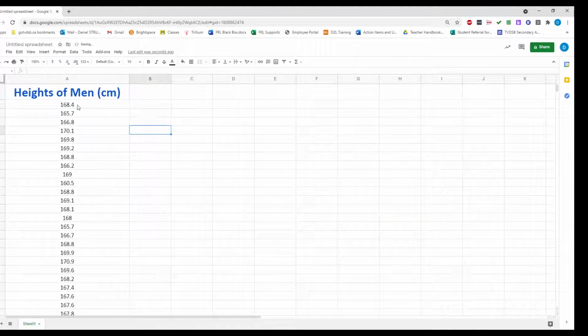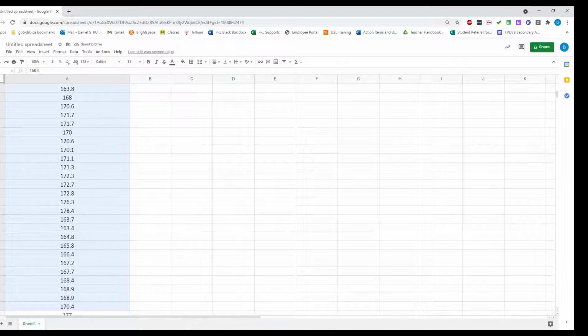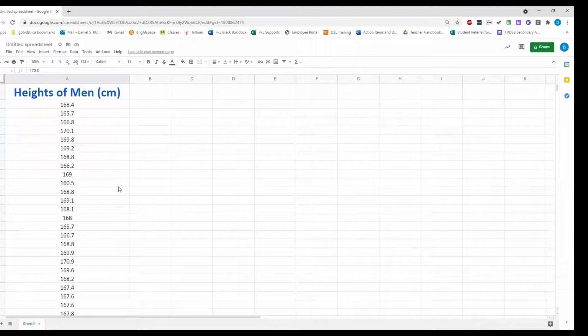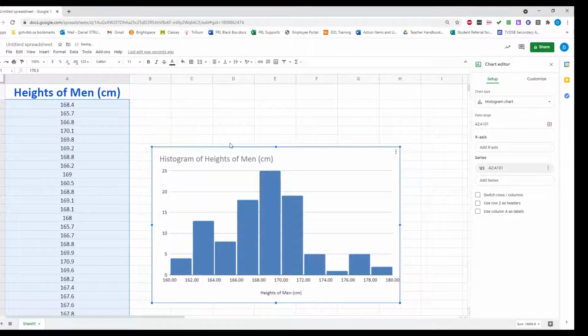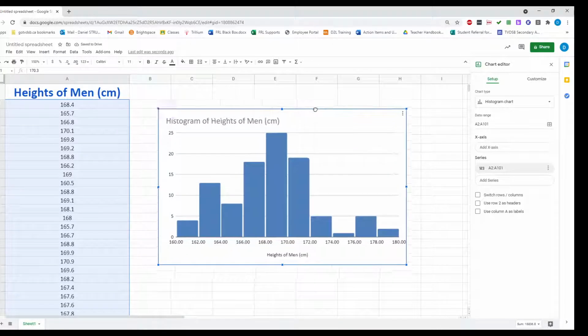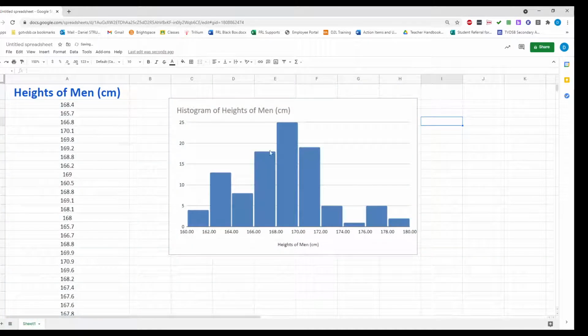So I'm going to select my first 100 values. I started at cell 2, so I'm going to end at cell 102. Actually, cell 101. All right, and we are going to go to Insert, Chart, and it automatically chose a histogram, and that's what I want, so that looks good. And so I have a distribution of data.